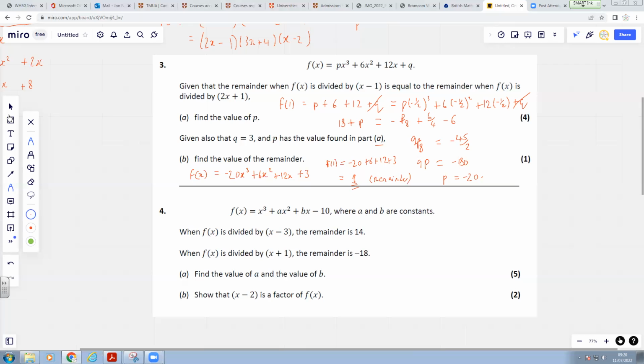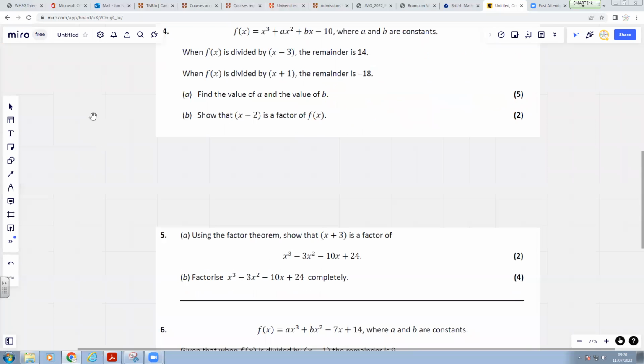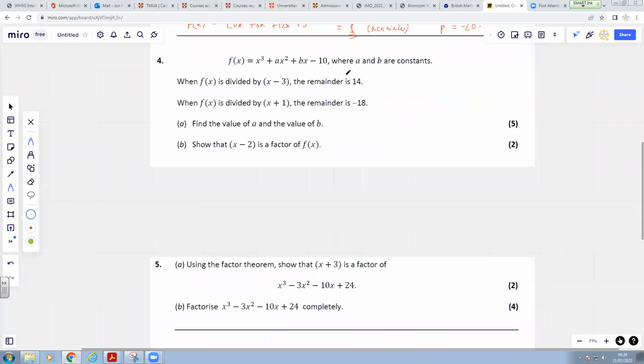Okay, right. Number 4. Okay, we've got a cubic here where a and b are constants. When it's divided by x minus 3, the remainder is 14. When it's divided by x plus 1, the remainder is minus 18. So there's lots of remainder theorem in this homework, and that's good because remainder theorem is really, really useful. So let's just plug in f of 3. We're going to get 27 plus 9a plus 3b minus 10. And we know that that equals 14.